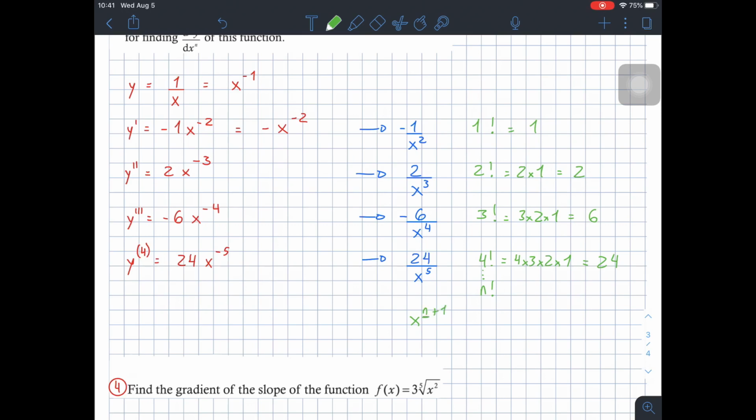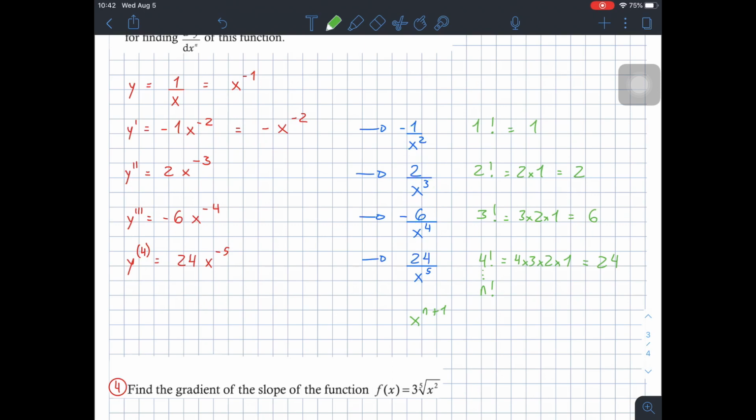Remember, n is our position, right? So for the first term, it would be 1 plus 1, which is 2. For the second term, it would be x to the power of 2 plus 1, which is 3. The next term would be x to the power of 3 plus 1, which is 4, and so on, okay?